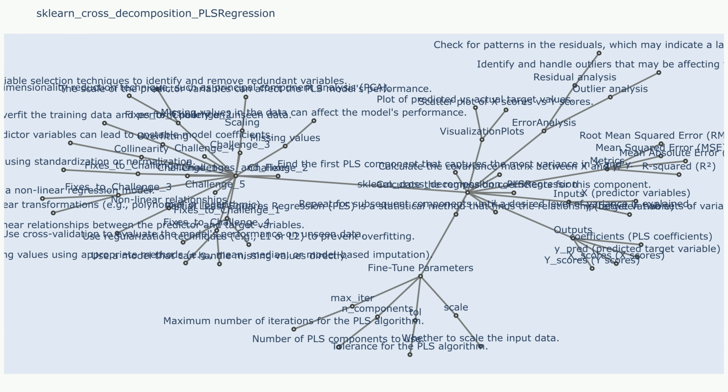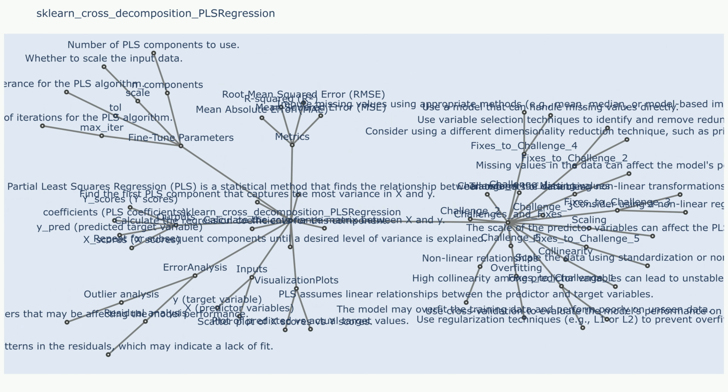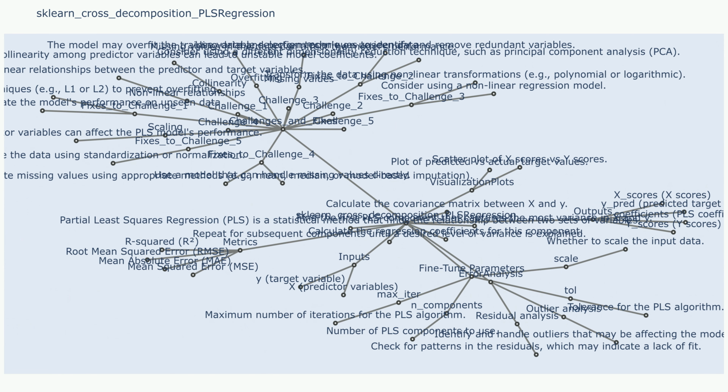Outputs: Y_pred, the predicted response values based on the fitted model. X scores, the scores of the predictor variables on the latent variables, N samples by n components. Y scores, the scores of the response variables on the latent variables, N samples by n components. Coef, the coefficients of the linear model that relates the latent variables to the response variables.